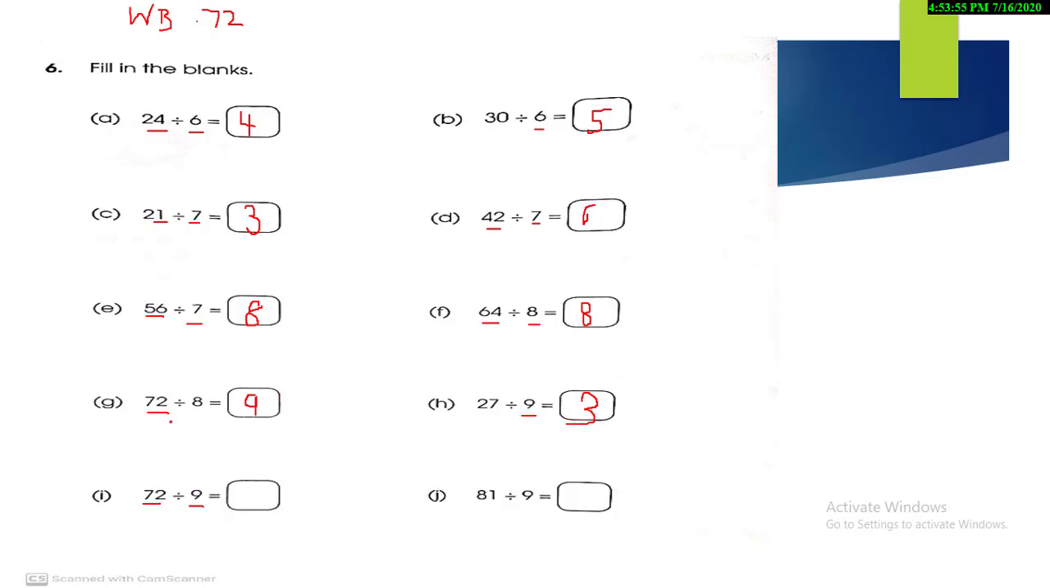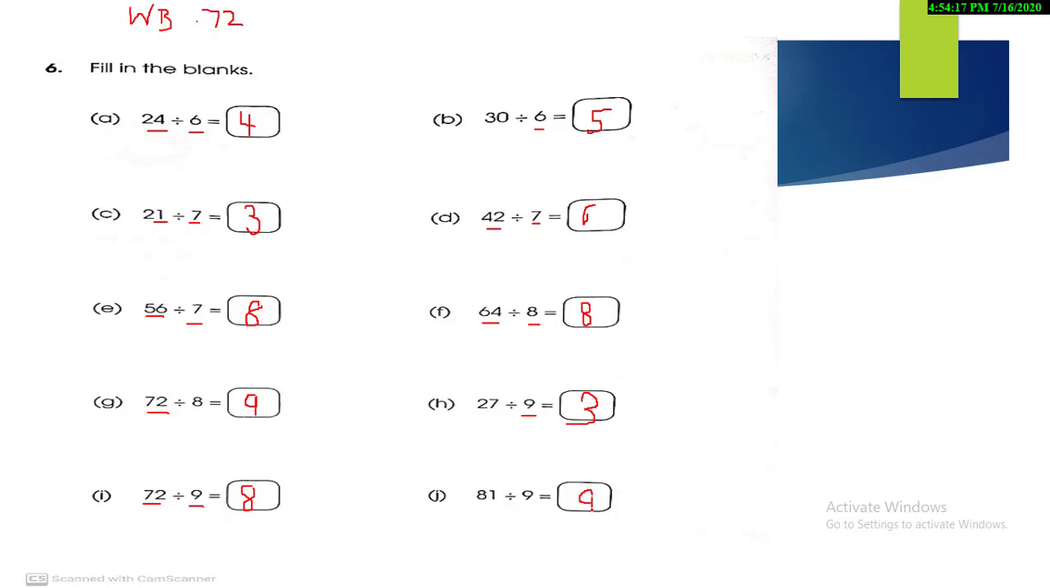But I just want to tell you one thing. 72. 8 nines are 72. So 9 eights are 72. See, it's a multiplication or division fact. You can swap the places of these two numbers, but the first number will be the same. Okay, 9 nines are 81.